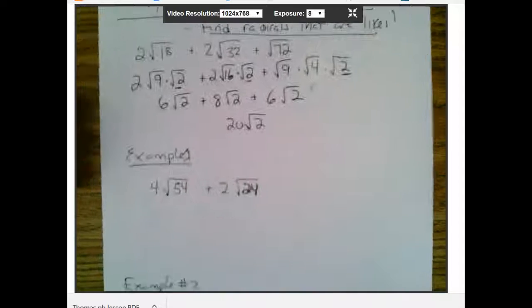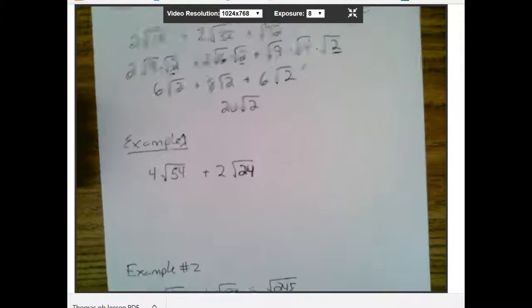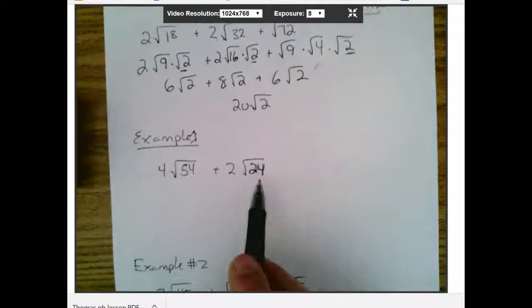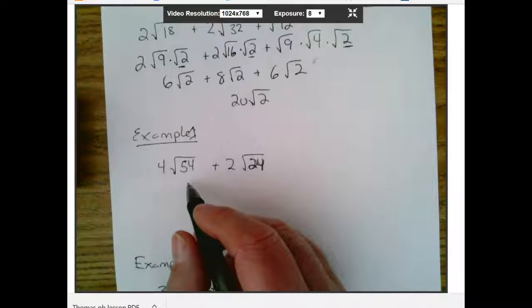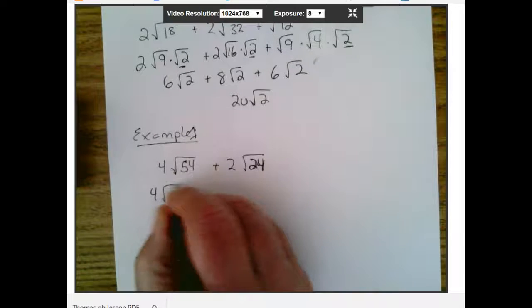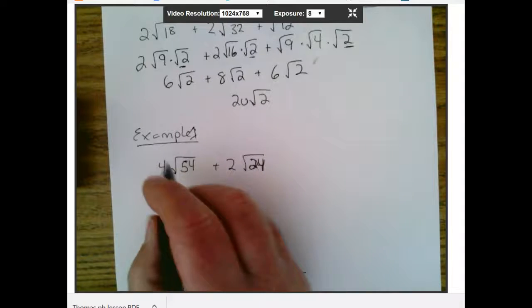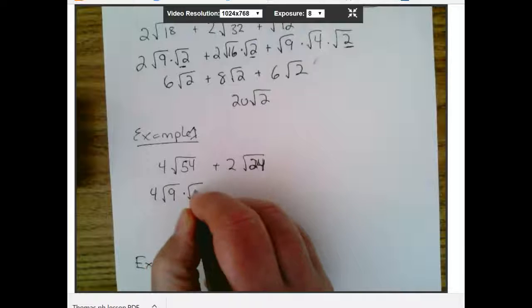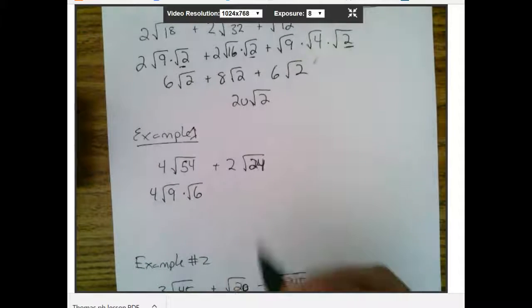Okay. So let's look at an additional one. So here we have 4 square root of 54 plus 2 square root of 24. So we're going to look for some ones that we can divide into. Okay. Looks like here 4, I think 9 times 6 is 54. So square root of 9 times square root of 6. So we're probably going to see that with this one, right?